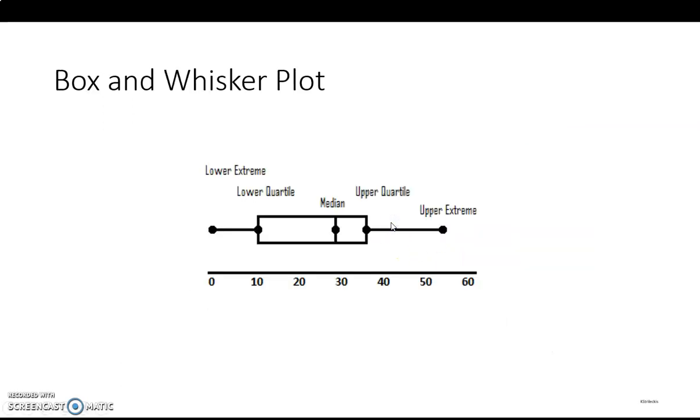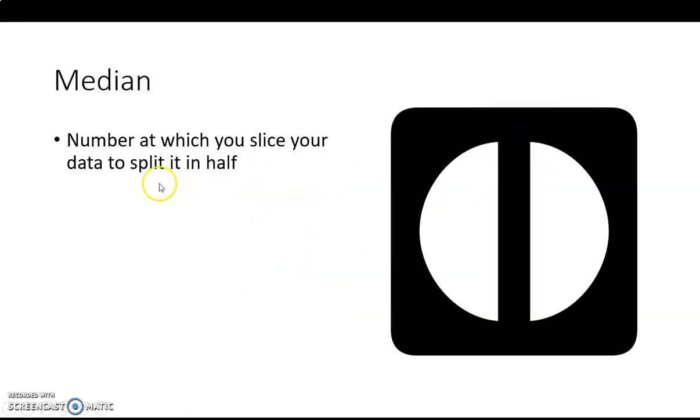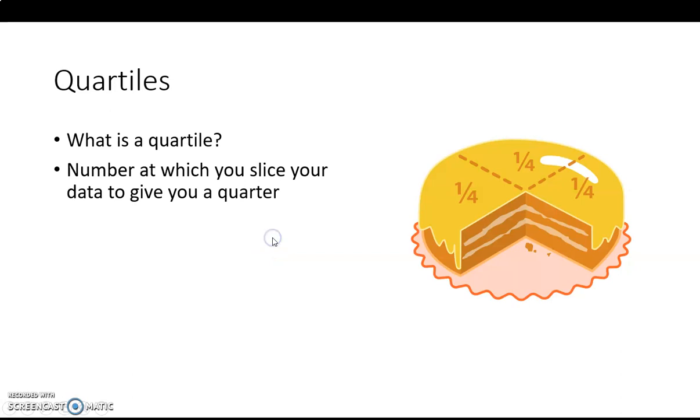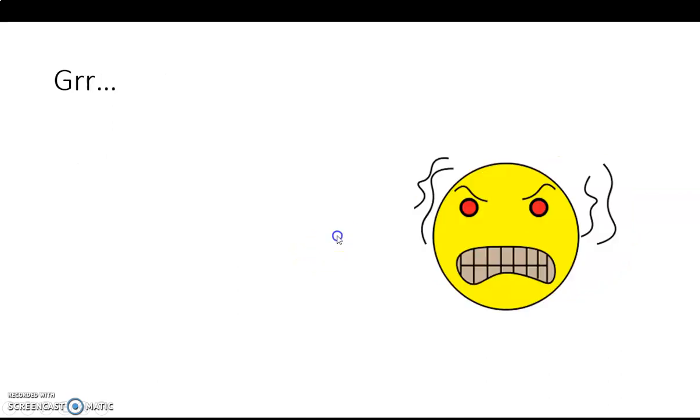Okay. Box and whisker plots. These are a common way to visualize data. They have 5 numbers that they display. It's called the 5-number summary. You got the max, the min, the median, and then these upper and lower quartiles. I'll explain what those are. So the median is the number at which you slice your data in half. Quartile is where you slice it to give a quarter. Okay, so it's kind of the median of the upper half and the median of the lower half.